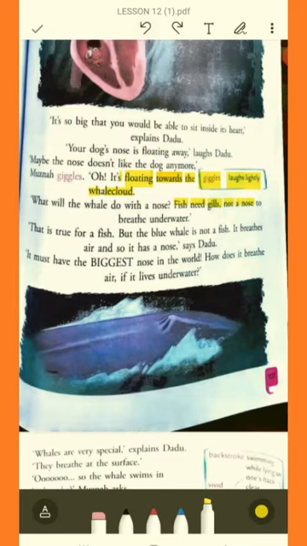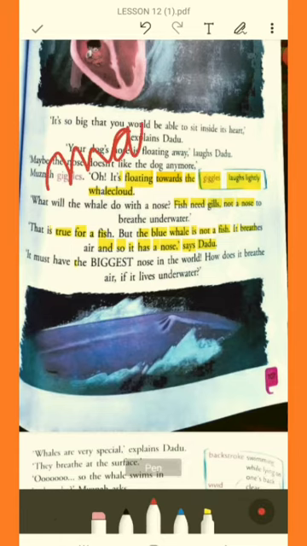So, continuing the explanation. That is true for a fish. But the blue whale is not a fish. It breathes air and so it has a nose, says Dadu. Remember, the blue whale is not a fish. It's a mammal. That is why it has a nose and it breathes like we do.